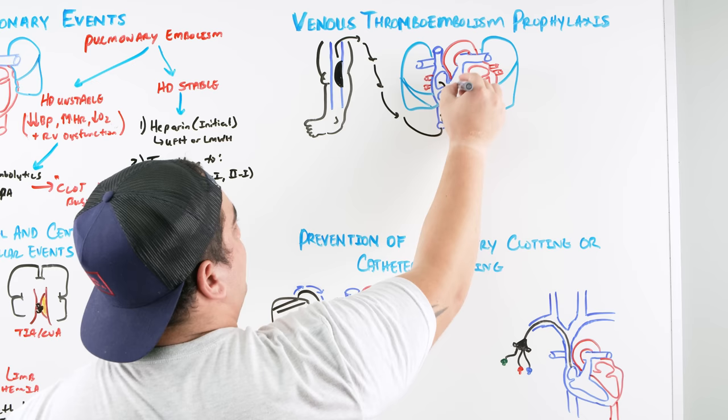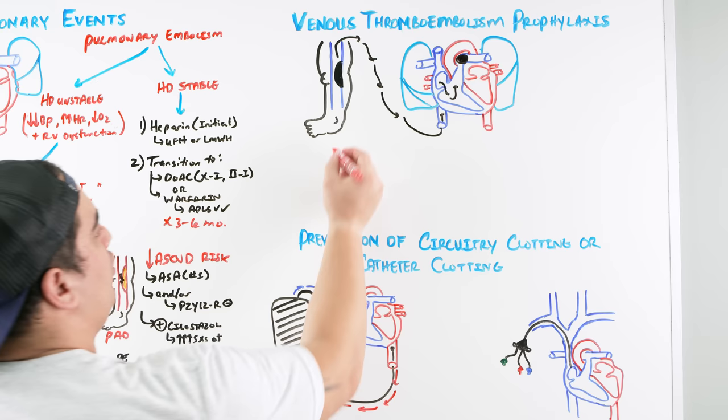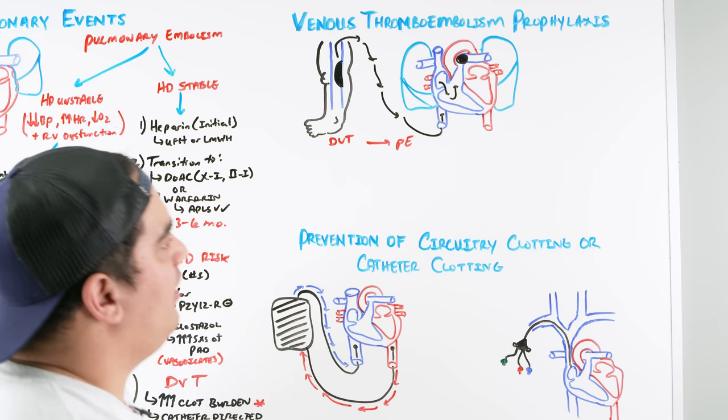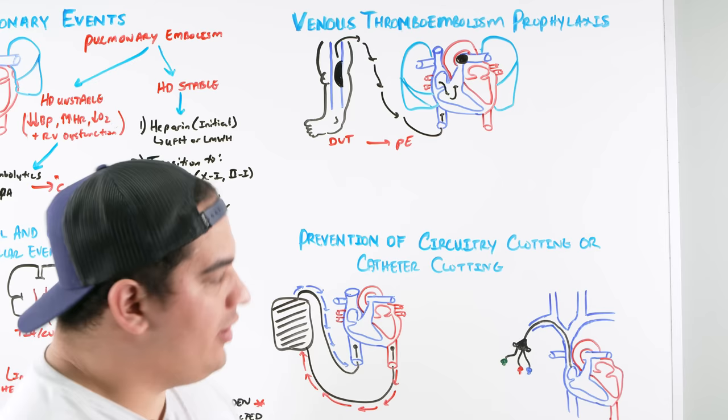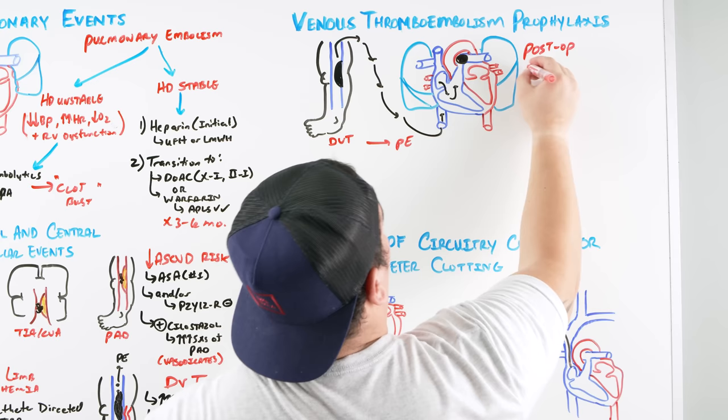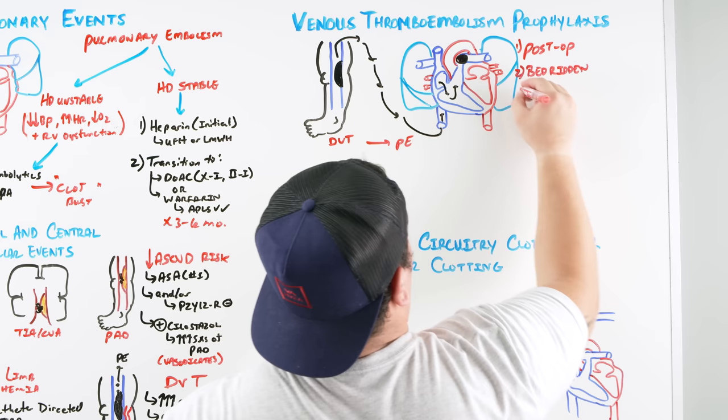So there are two potential complications from this: you can have a patient who develops a DVT and then subsequently develops a PE. So I think you have to understand which patient population is at very high risk for developing DVTs and PEs. And that's patients that are generally post-operative, especially those who are bedridden, okay? So they're bedridden.